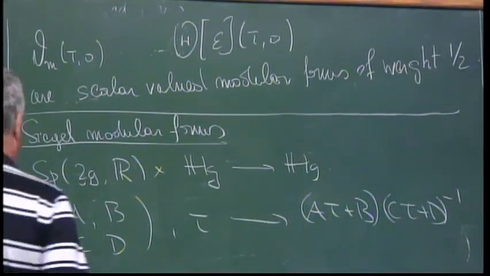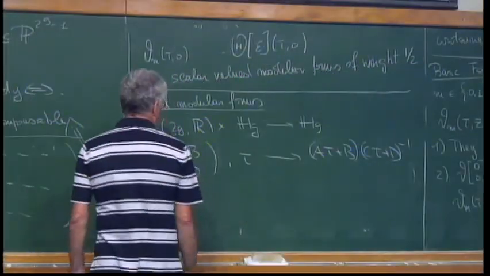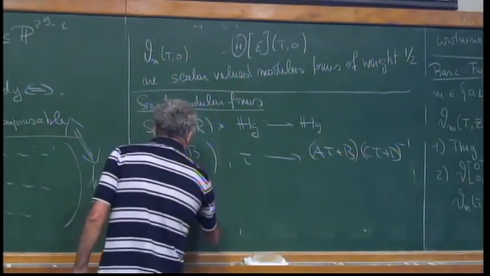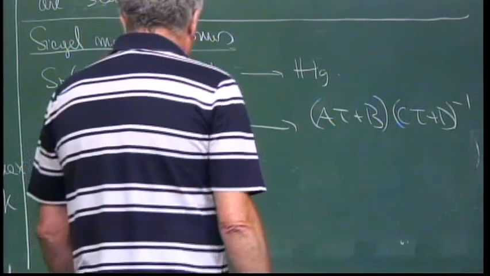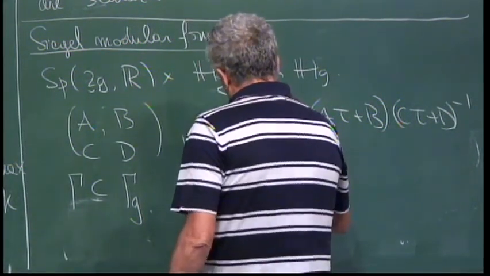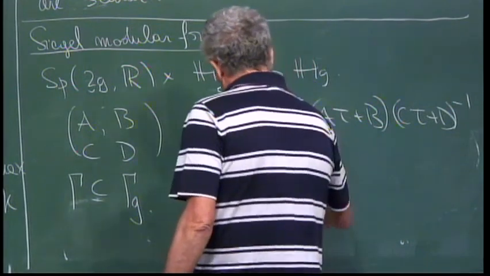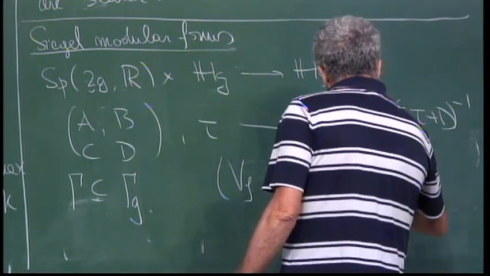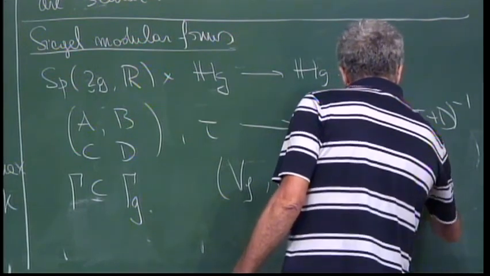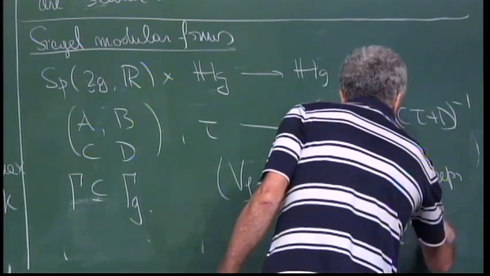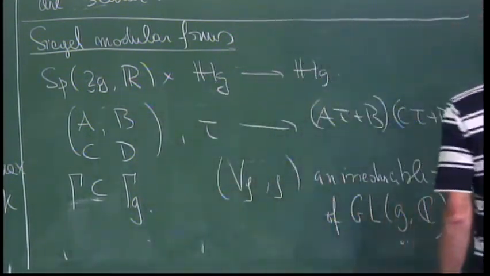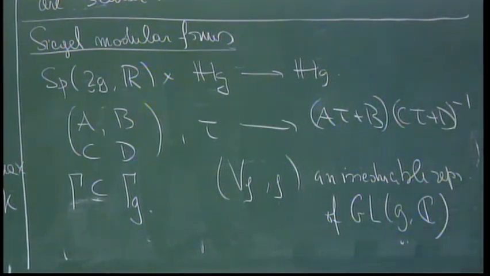I consider Gamma a discrete subgroup, let's say, containing Gamma_g, of finite index, and V_rho an irreducible representation of GL(g, C). So I want to consider holomorphic forms defined on H_g with values in V_rho, that has some transformation formula.